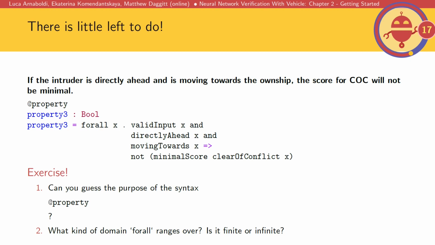What kind of domain does this for all range over, finite or infinite? Well, what's this for all x, valid input x? How many valid inputs can we have? Finitely many or infinitely many valid inputs? What were valid inputs to start with? They were between minimum values and maximum values, between 0 minus pi and something, and some numbers at the top. It's infinite then. Rational numbers in the interval, so it's an infinite domain.